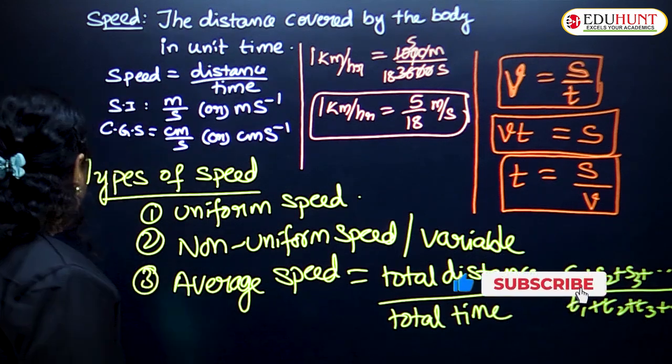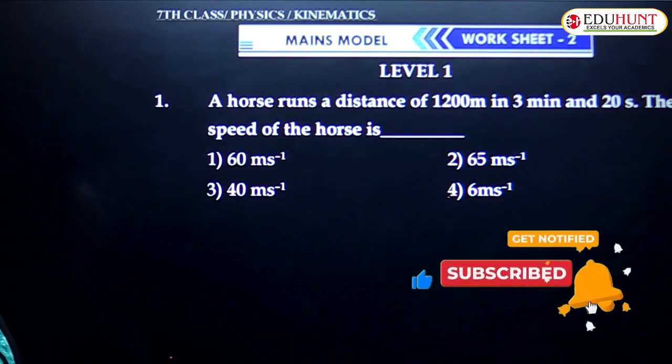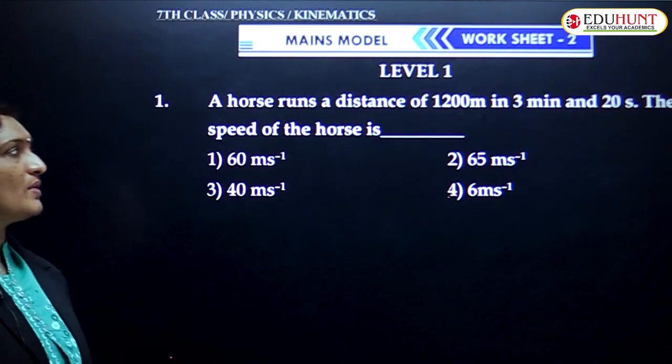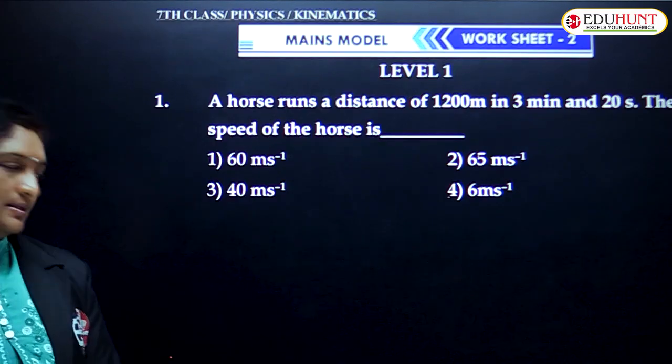Okay children, here we go with the numerical part. Worksheet number 2, level 1. A horse runs a distance of 1200 meters in 3 minutes and 20 seconds. The speed of the horse is?